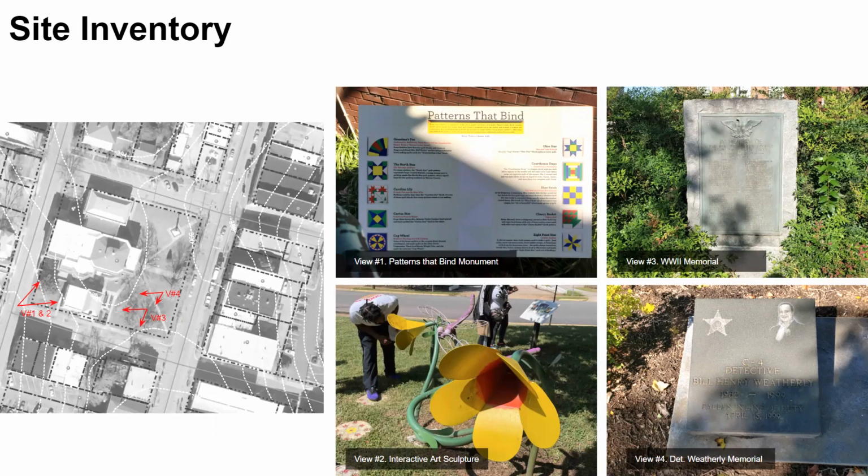There's also a whisper flower for children, an interactive art piece that exists here in the corner as well. And there are two existing memorials besides the Confederate memorial: a World War II memorial that exists on the site here, and also the Detective Weatherly memorial.